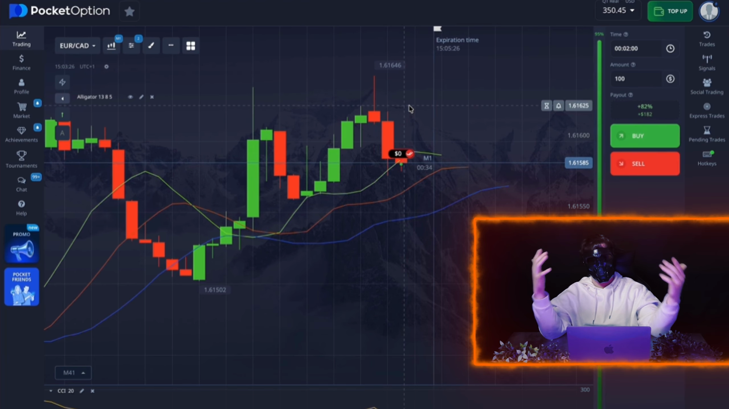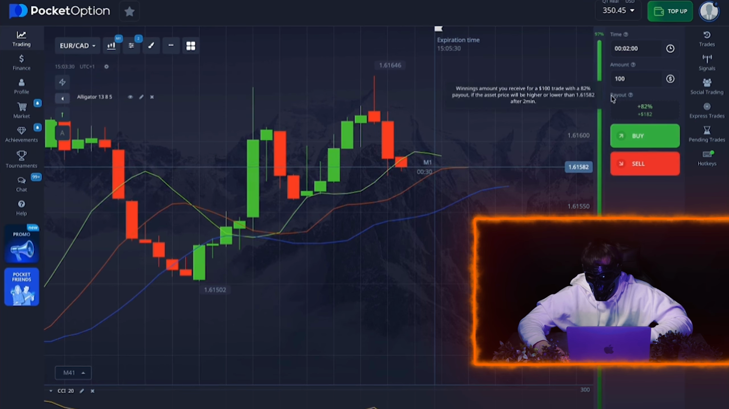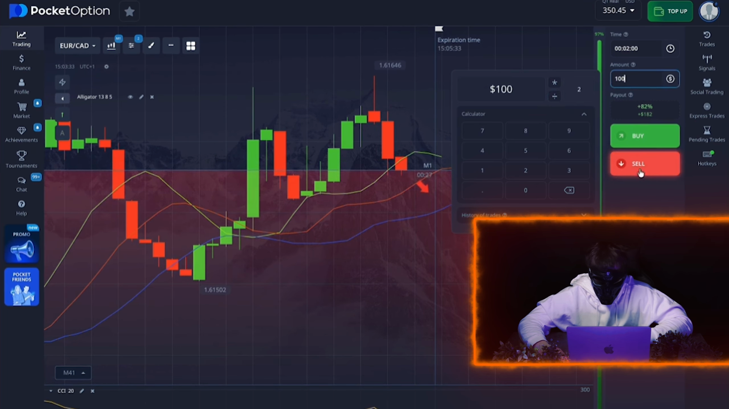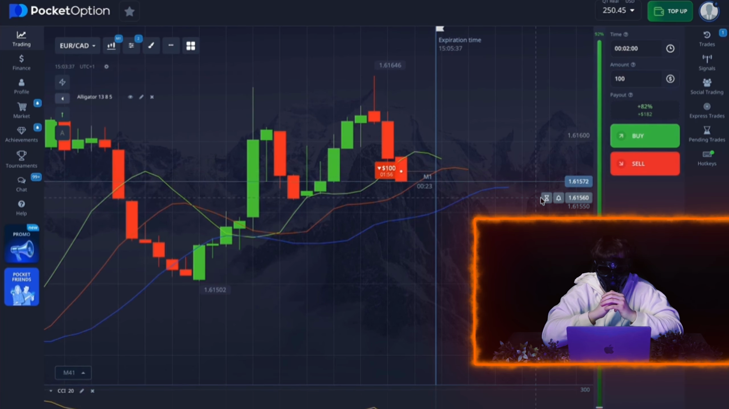So it seems our trade just didn't really work out. Let's open another one. Let's say for $100, we open a trade down and wait for the result. I'll keep explaining things to you as we go.